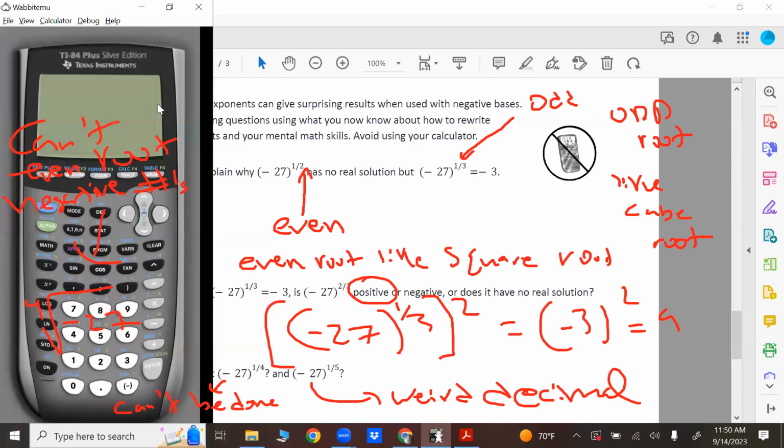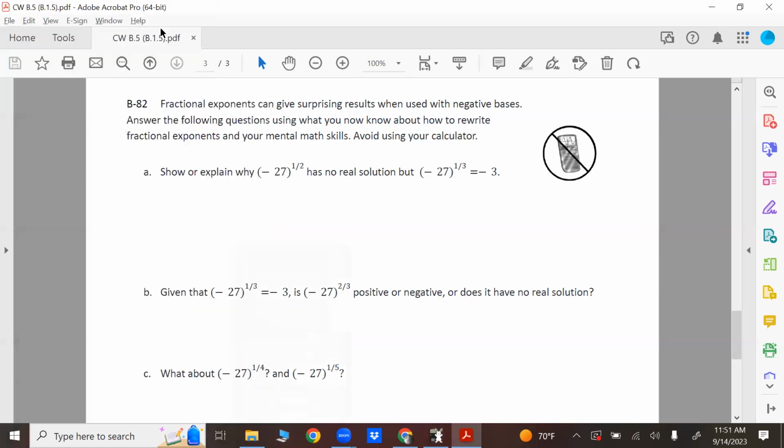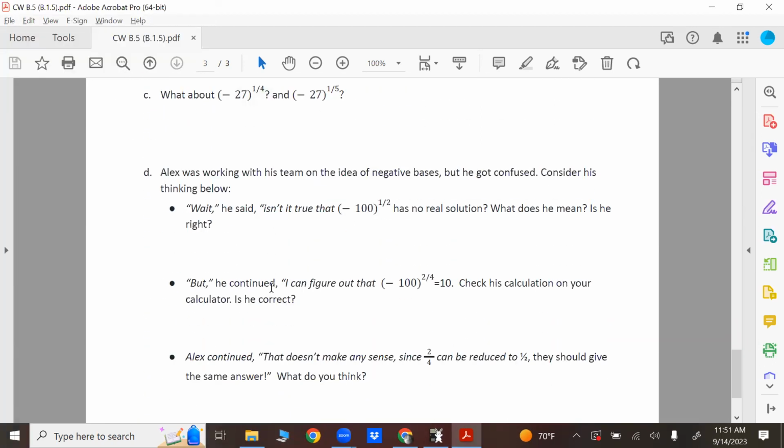And by the way, if you're curious, let's see what the calculator says. Here's what the calculator is going to tell you. Negative 27 raised to the 1/4 power. It's going to say error, not real, right? Let's change that to a 5. Weird decimal. There you go. Because if you multiply negative 1.93 by itself 5 times, I'm not going to do it, but if you do it, you'll get negative 27. Okay.